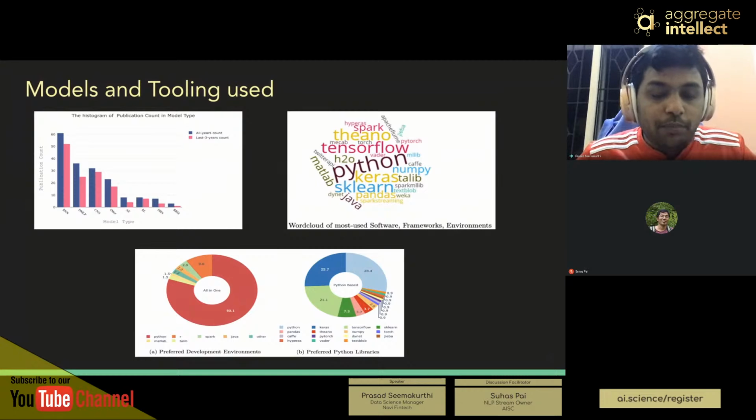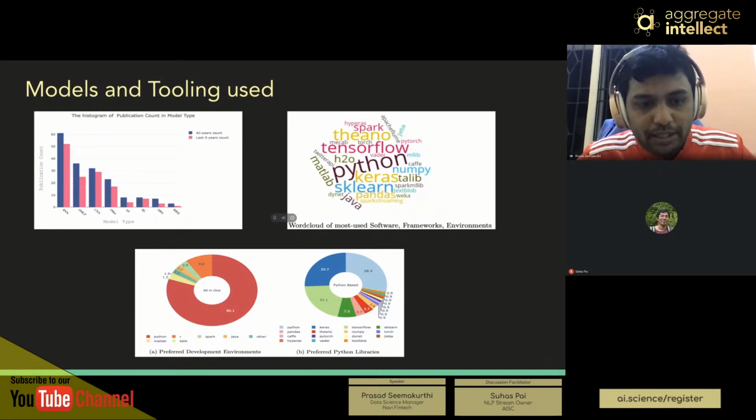So let's look at some of the models that have been used. RNN seems to be the most prominently used model, even a decade ago and in recent times as well. CNN seems to be catching up. And when we look at the tooling used to build the models, Python and Scikit-learn seem to be the most prominently used tools.